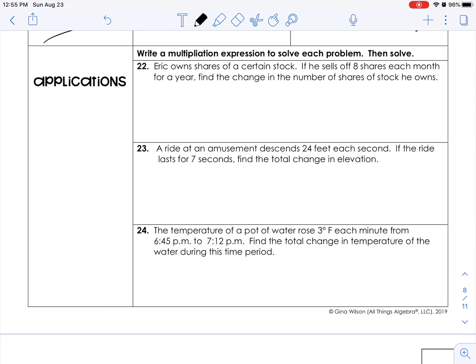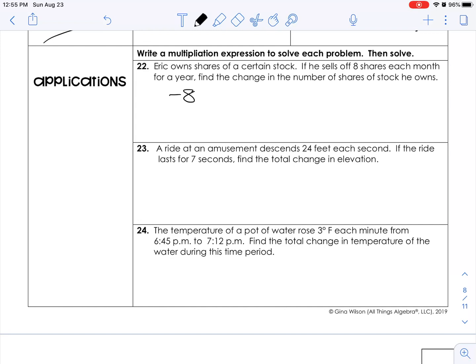Let's look at how this would be applied to a real-world situation. Number 22. Eric owns shares of a certain stock. If he sells off 8 shares each month for a year, find the change in the number of shares of stock he owns. So you have to have a little bit of background knowledge about stock. So if you're selling off your shares, you're giving those away. So that is modeled by a negative 8.